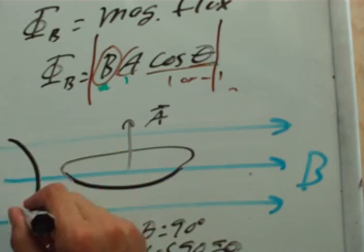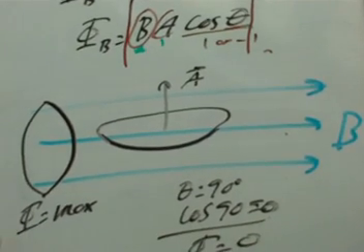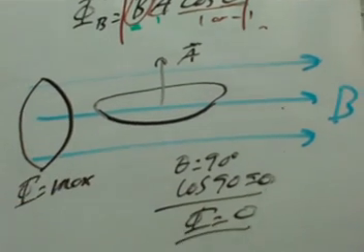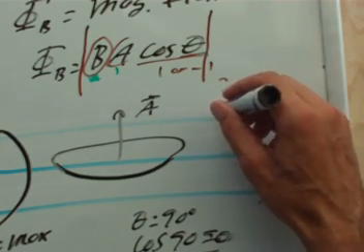When I had the loop oriented like this, my flux here was sort of maximum. And when I turn the loop by 90 degrees, the flux becomes minimum like that. And yeah, you guessed it, all the cases in between exist in there as well.